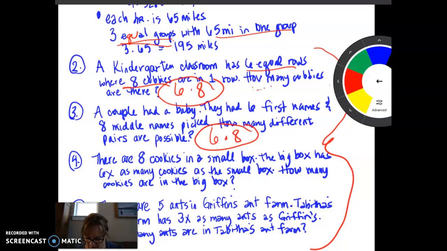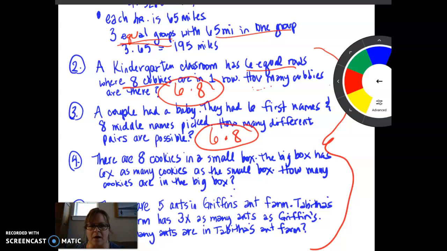In the fourth one, we are asked to write a multiplicative comparison problem for 6 times 8. And so I wrote that there are 8 cookies in a small box, and that there's also a big box that has 6 times as many cookies as the small box. You can see that I'm comparing size here. The question then would be how many cookies are in the big box.